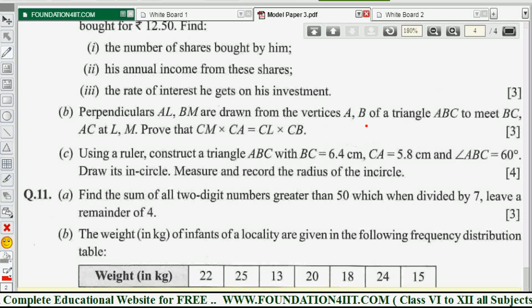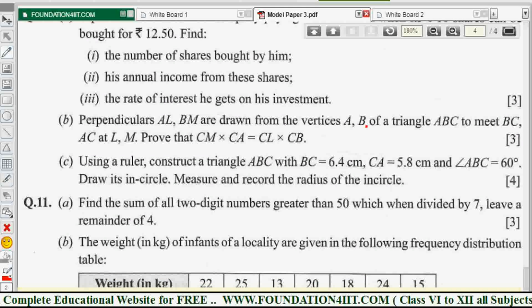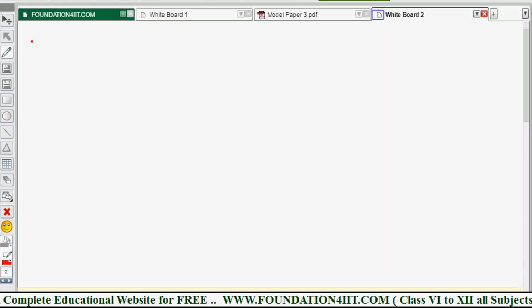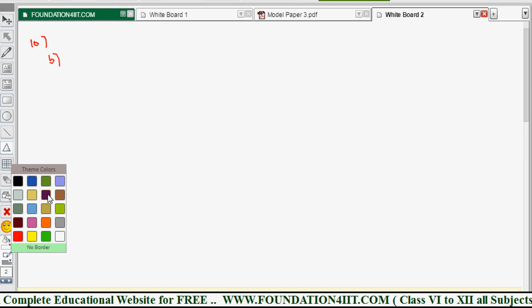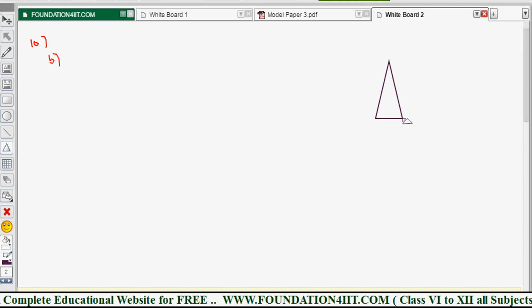And see the next question. Geometry. Perpendiculars AL, BM are drawn from the vertices A, B of a triangle ABC to meet BC, AC at L, M. Okay, let me draw the diagram and understand clearly. Here, perpendiculars AL and BM. First we take the triangle ABC. Okay, this is the 10th one. Take the triangle and we'll construct the perpendicular lines. In this, A, B, C are the vertices of the triangle.